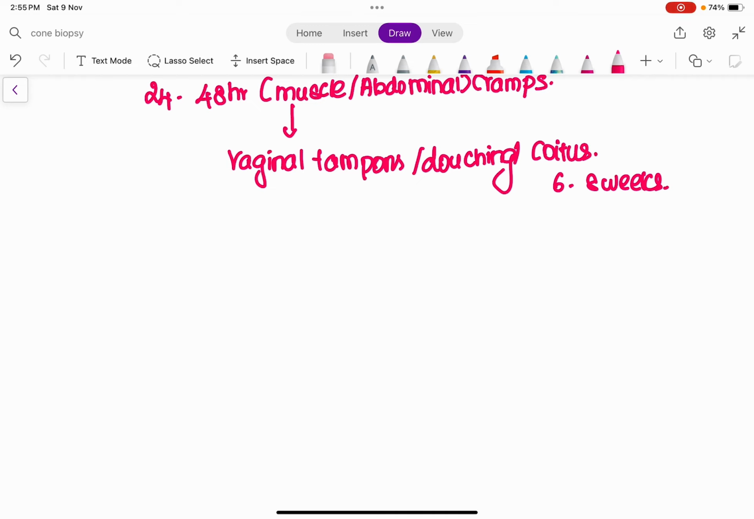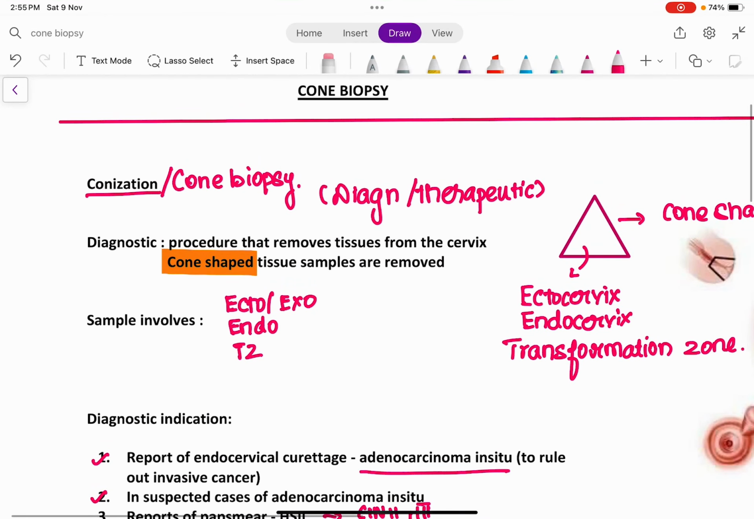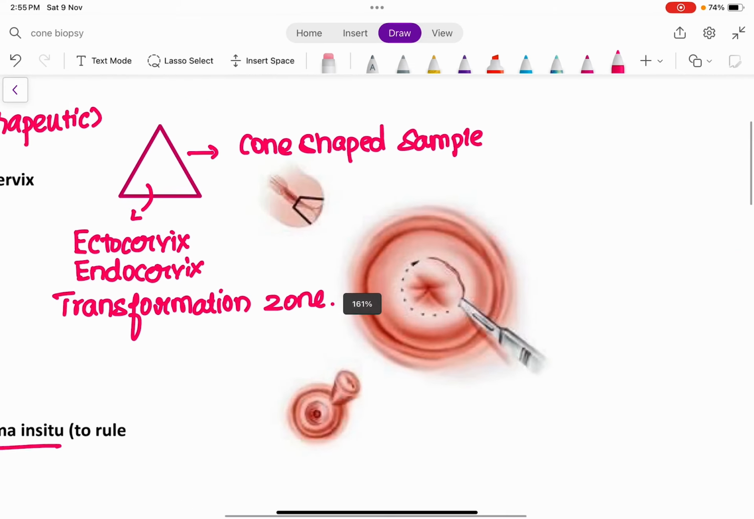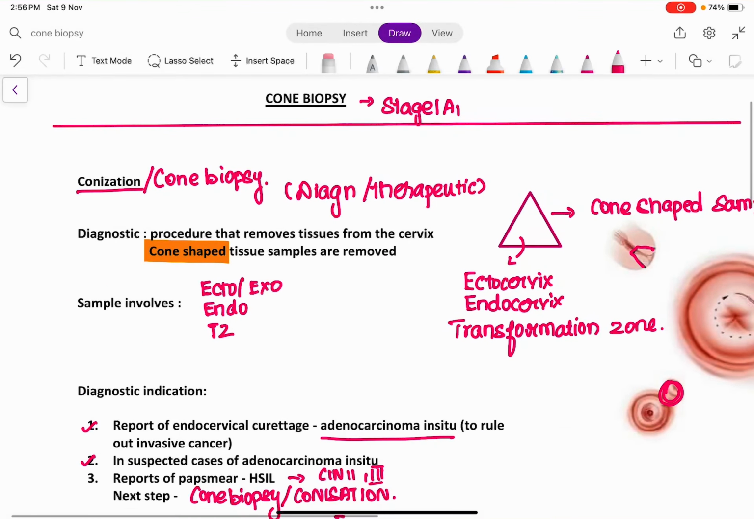So this is all about the cone biopsy, which has both diagnostic as well as therapeutic indication. Please remember, the only therapeutic indication is that a cone biopsy is done in young patients with stage 1A1. It's very easy, 1A1. That is the therapeutic indication. The diagnostic indication is to rule out any invasive cancer. Is that clear? As you can see here, a cone-shaped piece of tissue is removed from the cervix. This is the cone-shaped piece of cervix. So this is all about the cone biopsy.